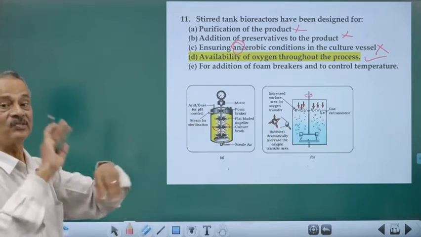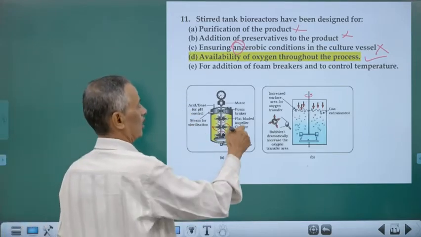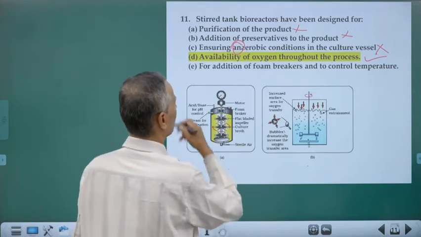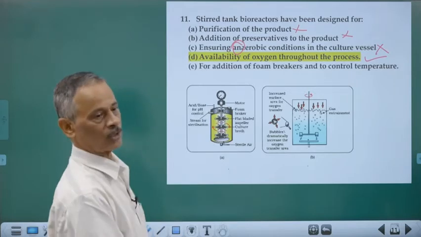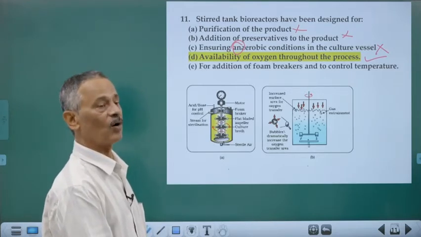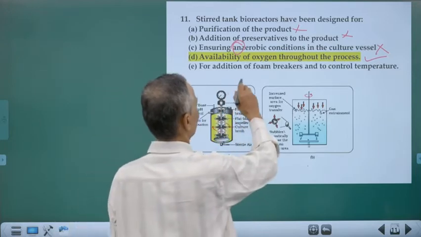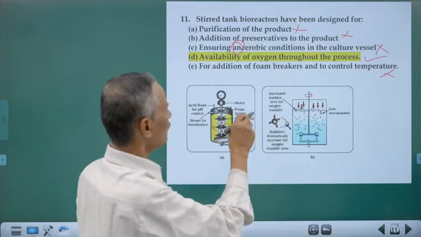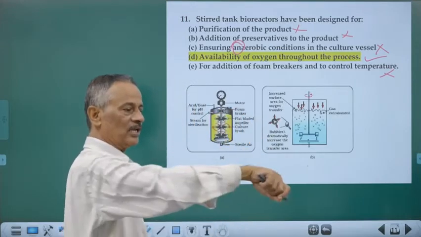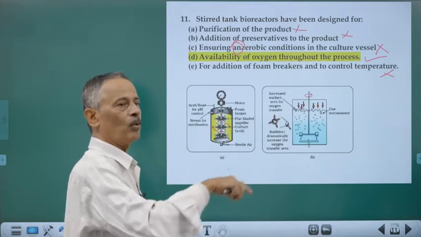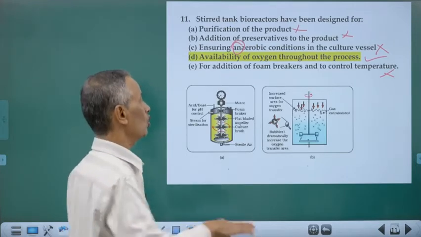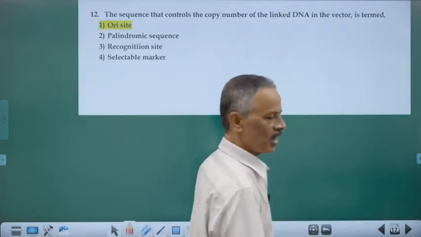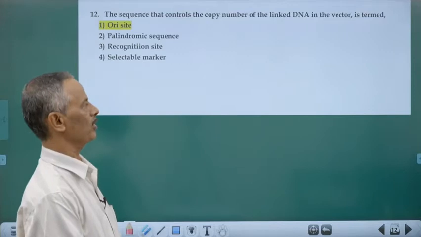And easy mixing is facilitated by a curved bottom also. Okay, the design is like that. The bioreactor will have a curved bottom to make easy mixing of the content. For addition of foam breakers, no. So the most important thing is that oxygen is made available. That is why we are continuously stirring, so that homogeneous conditions are made available to all parts, all cells. There will be billions and billions of cells and all of them are given the same optimal condition always.